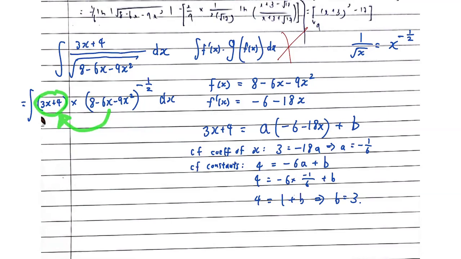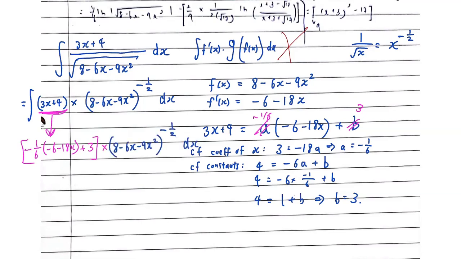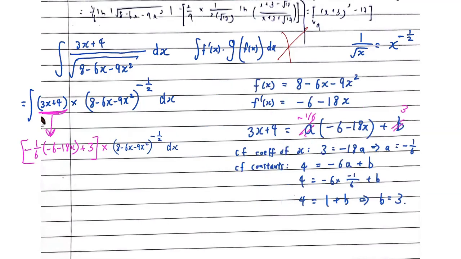How can we do that? Use the trick over here. We figure out what's a and b, right? So I'm just going to replace my a here with -1/6 and the b here with 3. So that means that my 3x plus 4 here can be replaced with -1/6 times of -6 minus 18x, plus 3, bracket, bracket, then I multiply by everything else. Sorry, let me bring my working to the right side so I have more space.